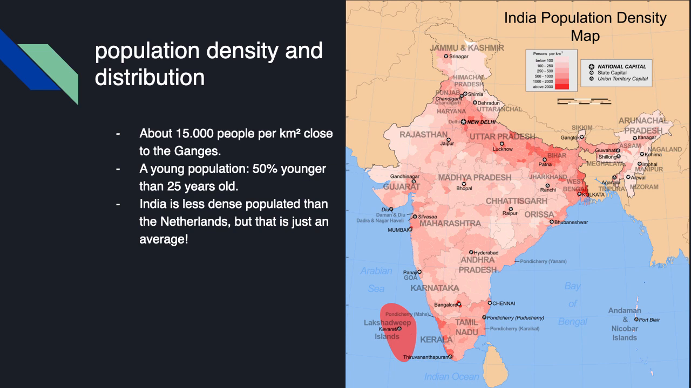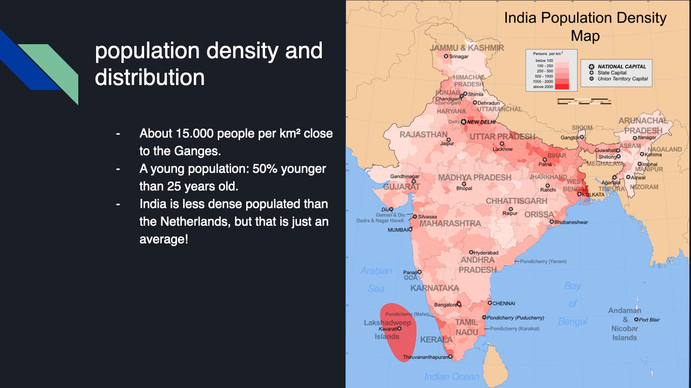This is also a very young population, because 50% of the population of India is younger than 25 years old. So if you have a look at a population pyramid of India, you will notice that the bars at the bottom of the graph are the widest and become smaller the further you go upwards. So that means there are more people in the young age group and fewer people in the older age group.